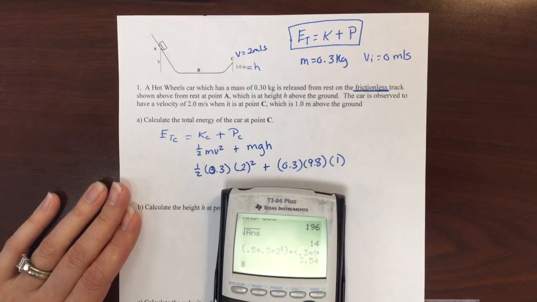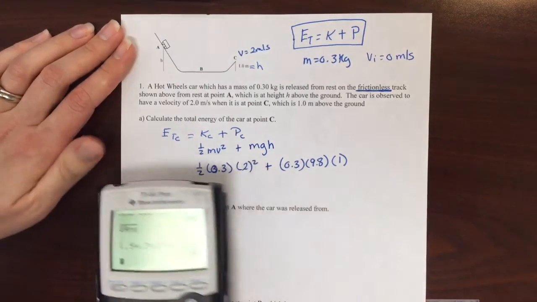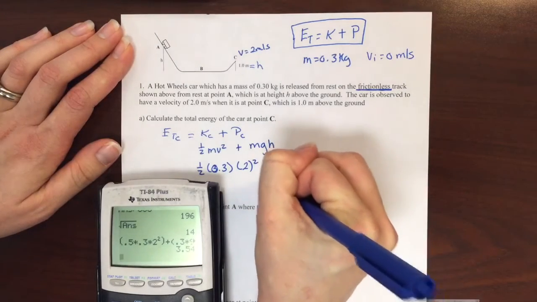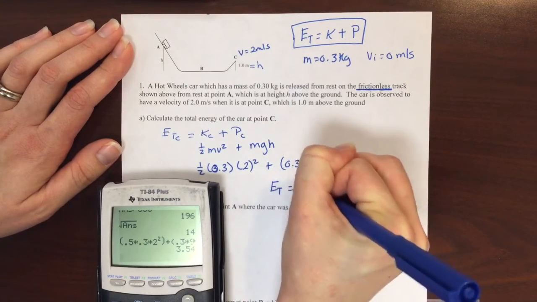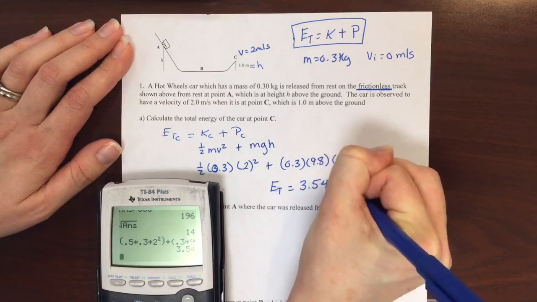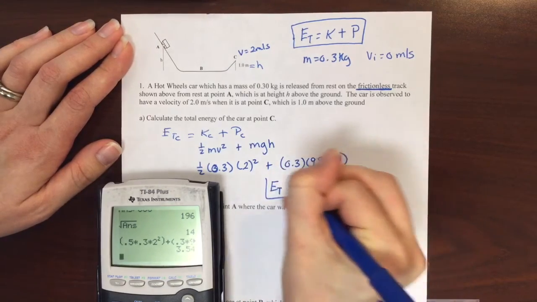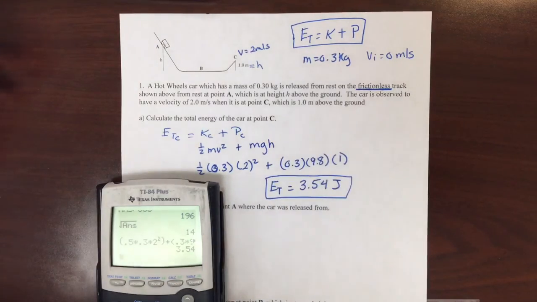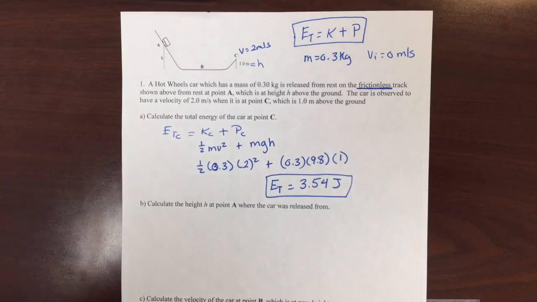And that gives us a total energy of 3.54 joules. So our total energy is equal to 3.54 joules. Now that is our total energy at point C, but as we know, energy is conserved, so that energy is the same everywhere.